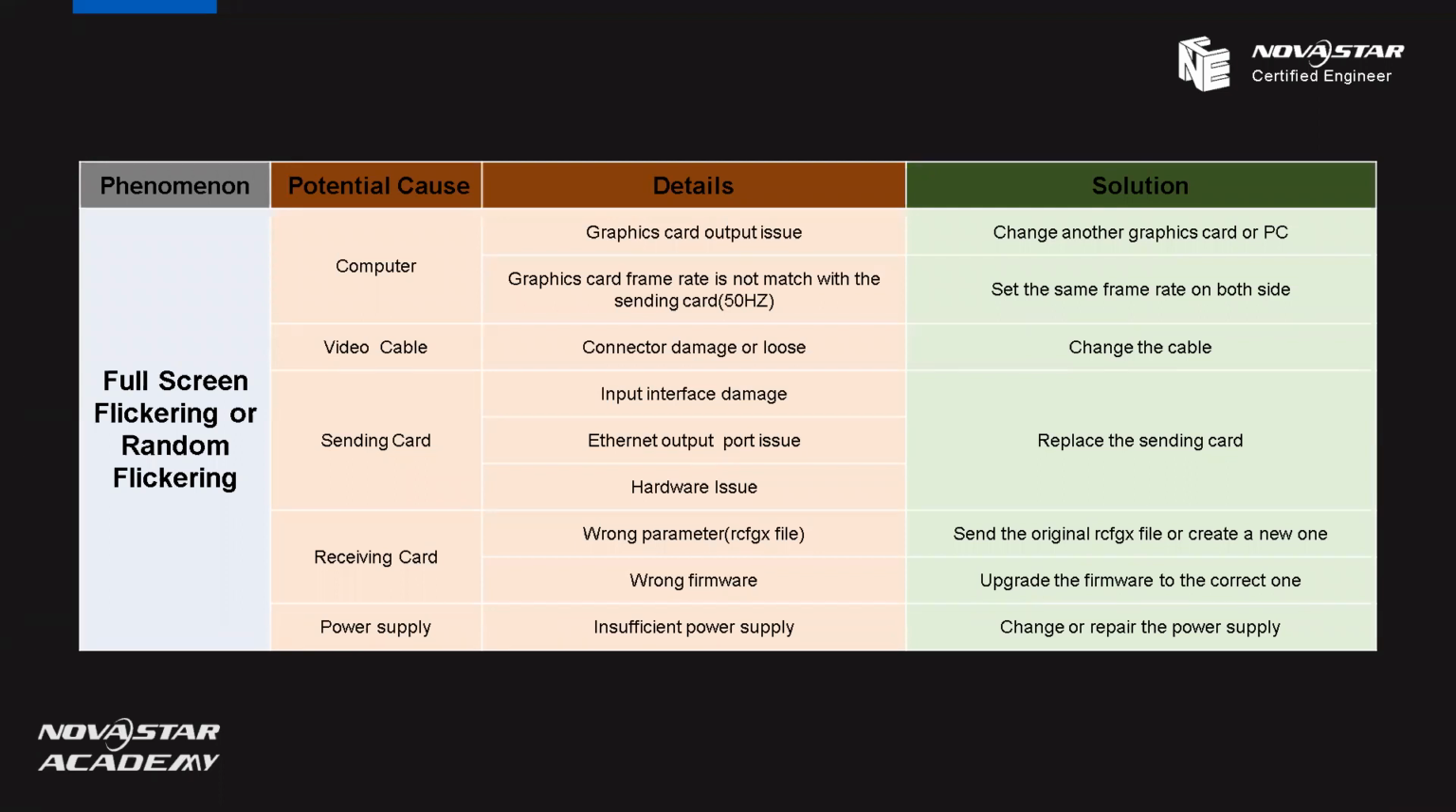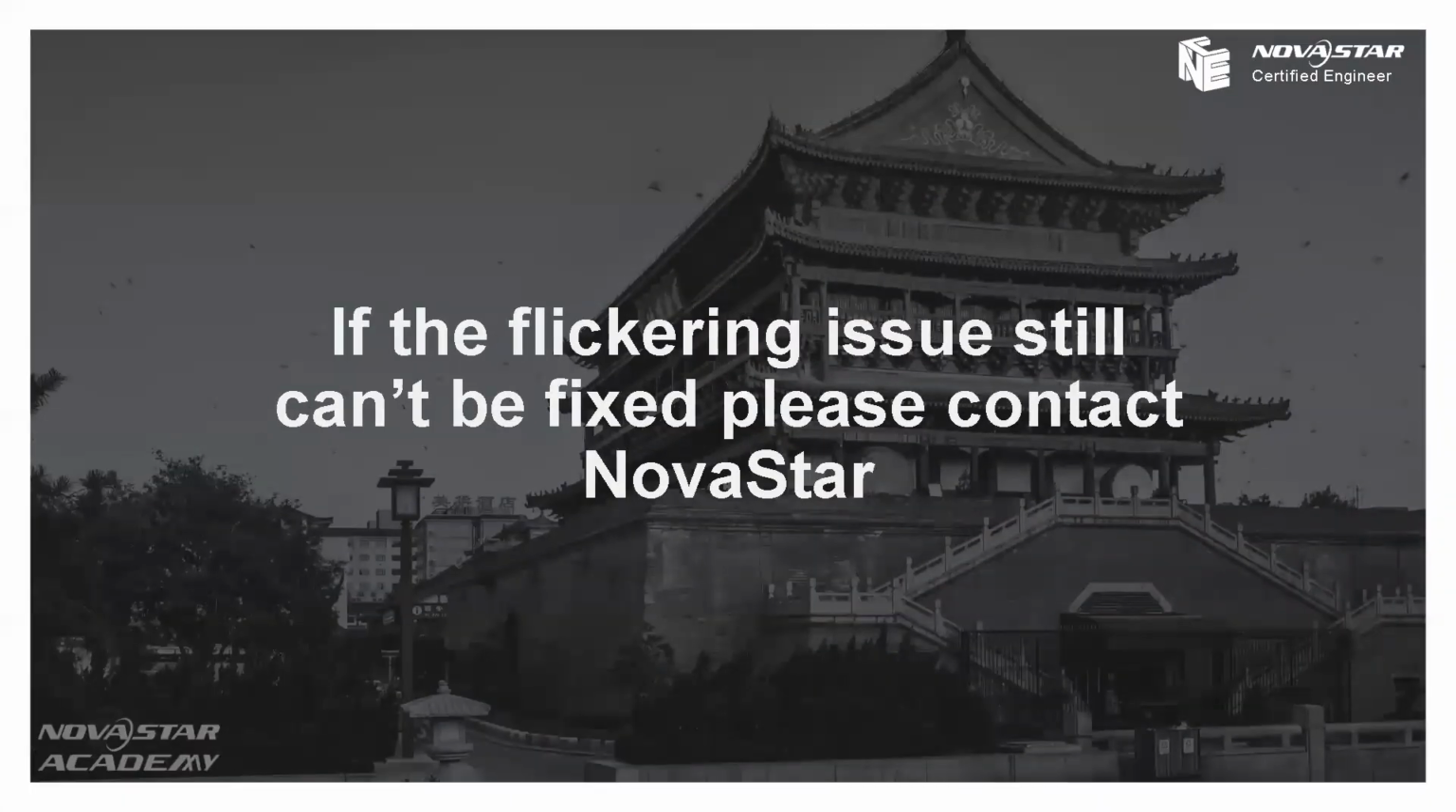And next one is the receiving card. We need to check the firmware and check the configuration file inside the receiving card to make sure your flicker issue is not caused by the configuration file or the firmware. And the last one is the power supply. Make sure the power supply output is sufficient. If it's not, you need to change it to a new power supply. So, these are the troubleshooting methods and also the recommended troubleshooting process. After you have done all of the troubleshooting, you should work out a solution for that. If the flicker is still there, you can contact us to do further troubleshooting.